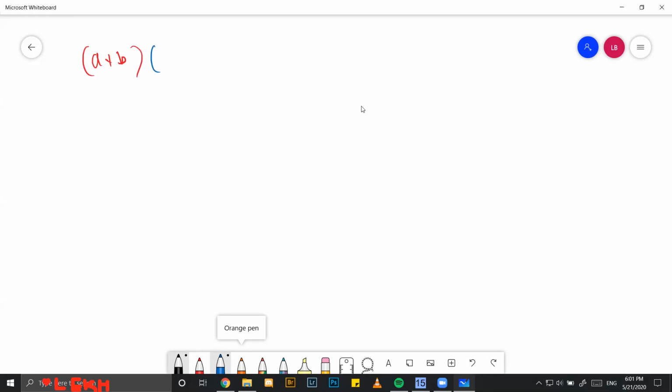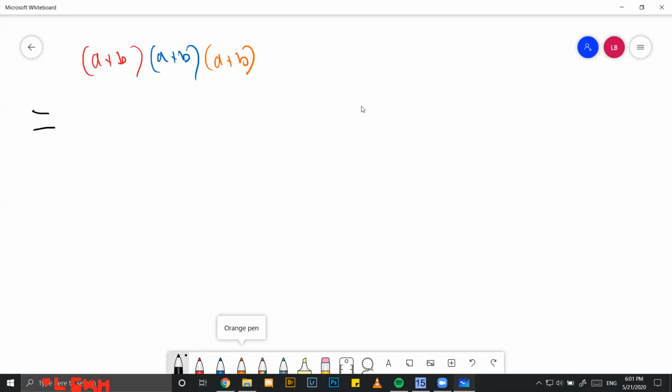Wait, I have my colors. Okay, so a plus b times a plus b, right? So it's a plus b cubed, and we want to try and figure out all the terms from here.